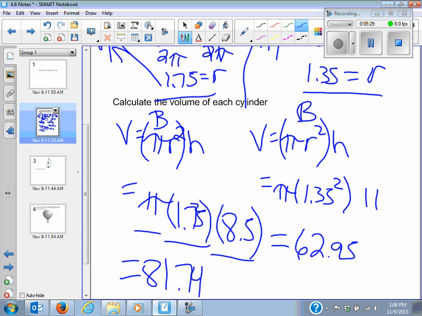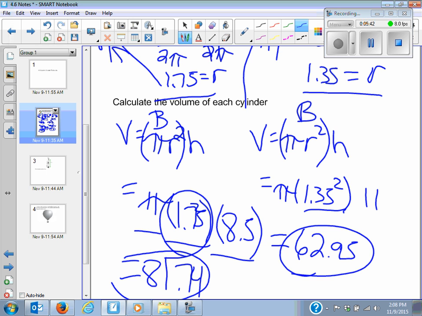So if you notice, the one with the bigger radius equaled more volume versus the one that had the smaller radius got a smaller volume. So if you look at that, you can realize that because the radius is squared, it's going to have a larger effect on which one is going to be a bigger volume.